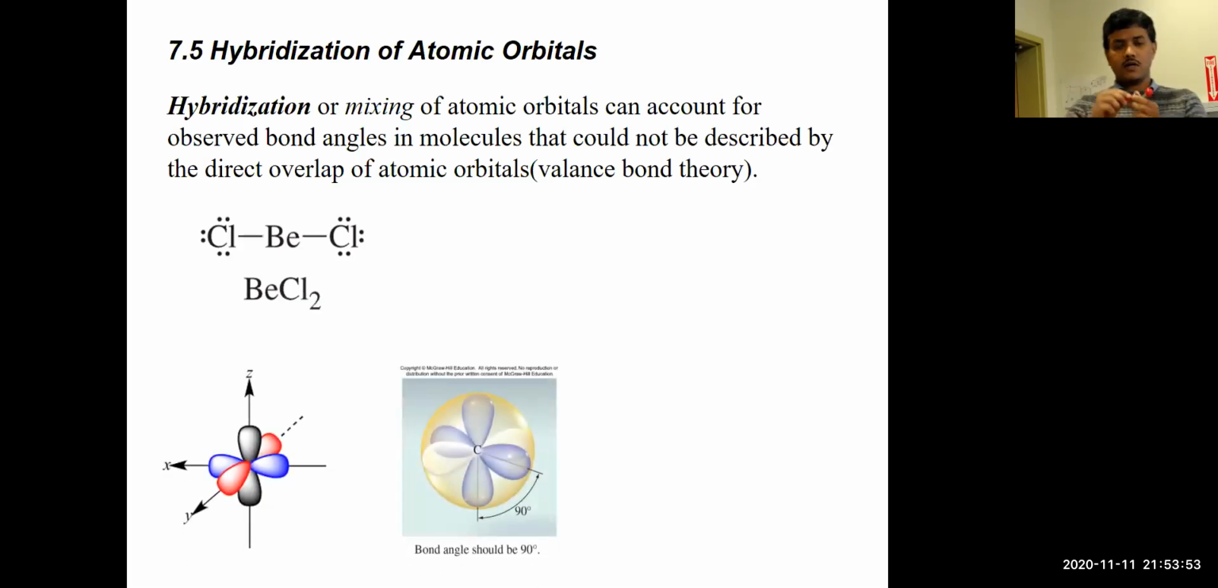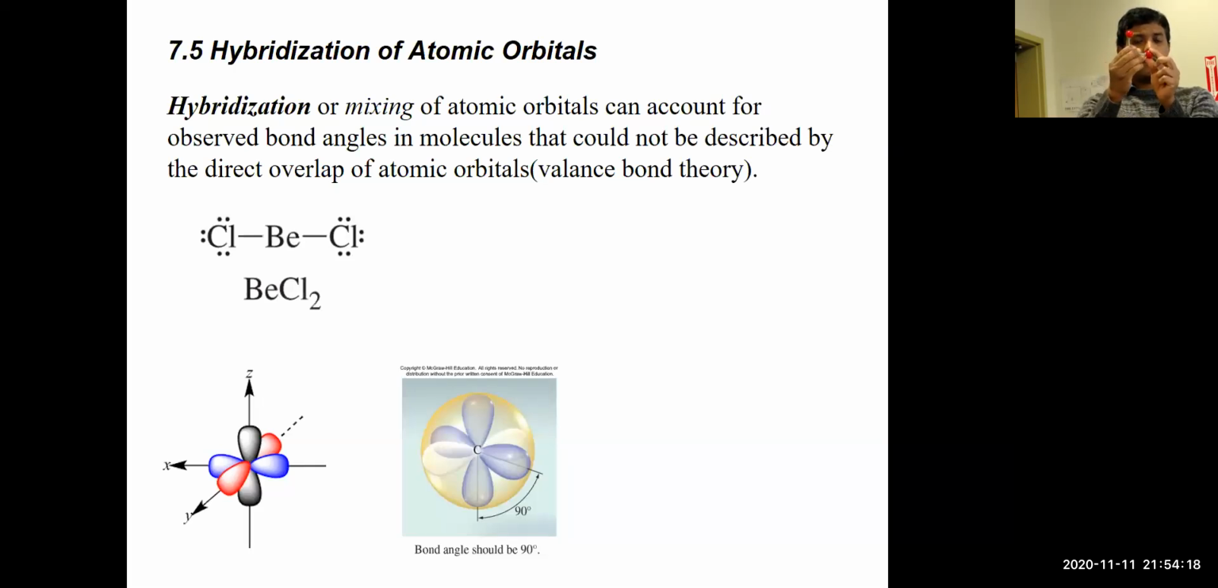In that case, technically an s orbital is round and a p orbital is perpendicular. So the bond angle between two chlorines, if it uses an s orbital and a p orbital, should be perpendicular to each other like this. The bond angle should be like 90 degrees between two chlorine atoms, right? Should be like this, 90 degrees.